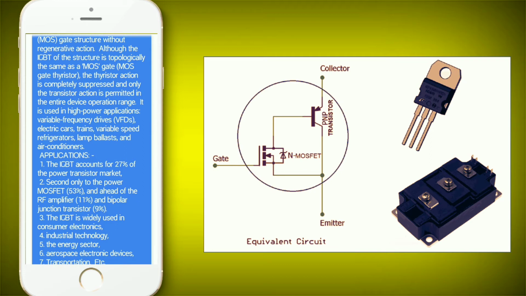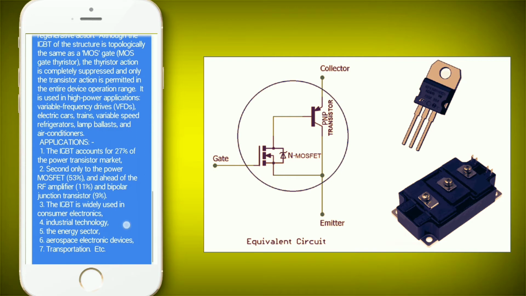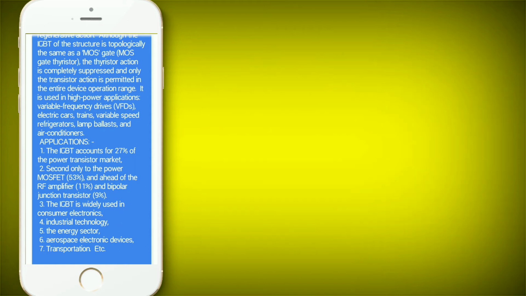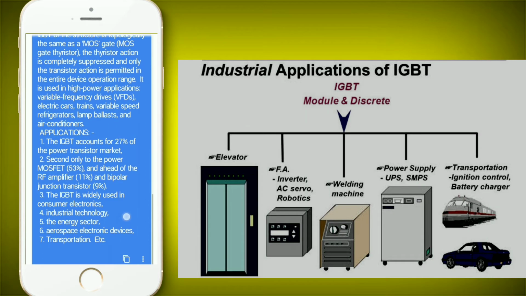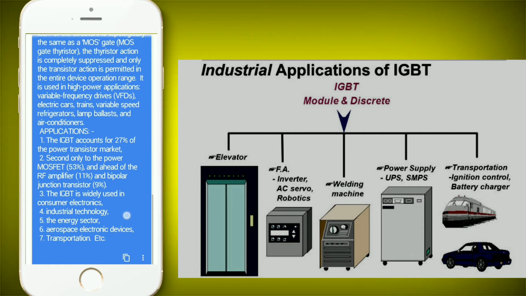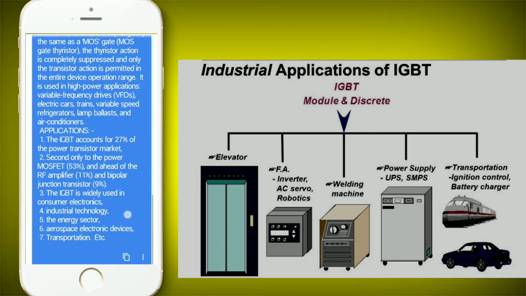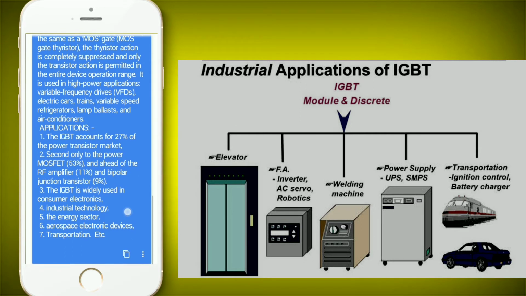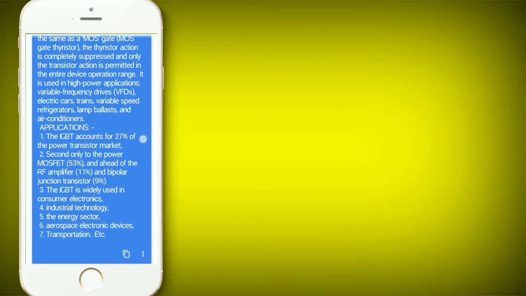It is used in high-power applications: variable frequency drives (VFDs), electric cars, trains, variable speed refrigerators, lamp ballasts, and air conditioners. Applications: 1. The IGBT accounts for 27% of the power transistor market. 2. Second only to the power MOSFET at 53%, and ahead of the RF amplifier at 11% and the bipolar junction transistor at 9%.